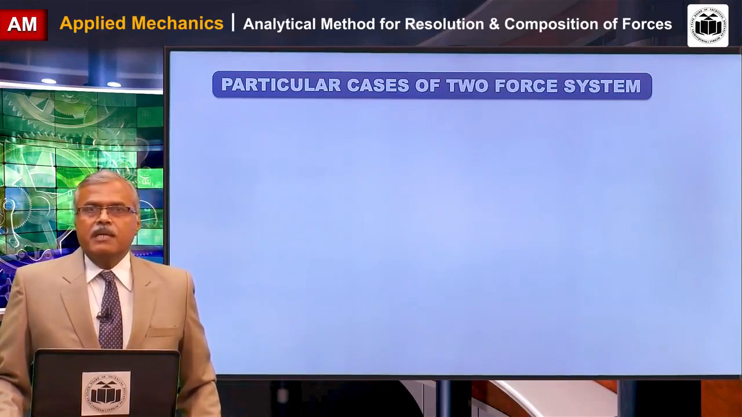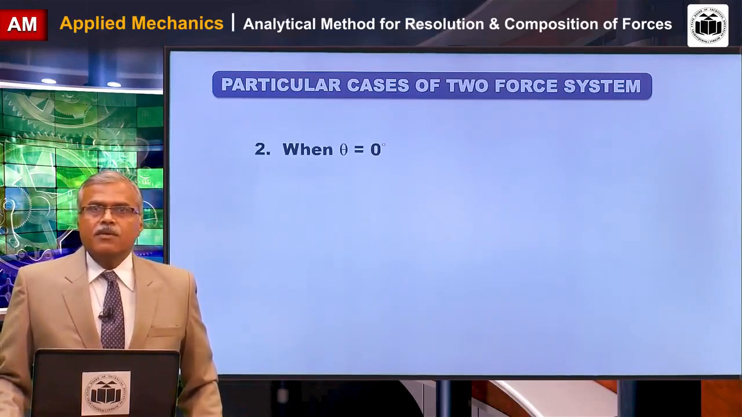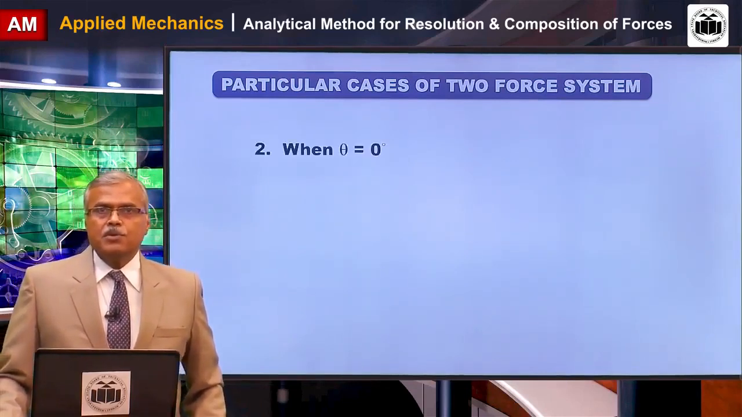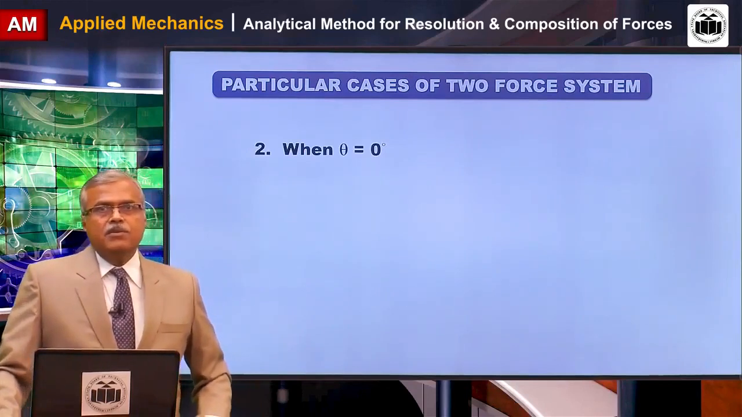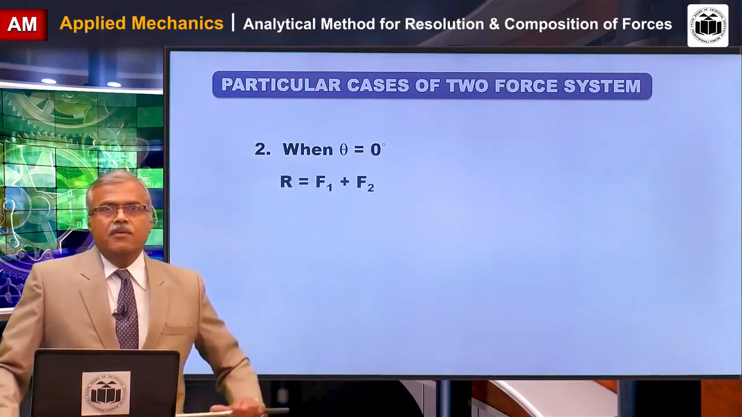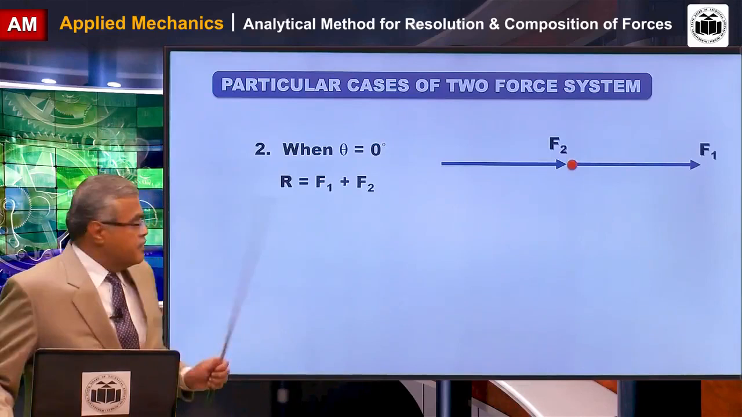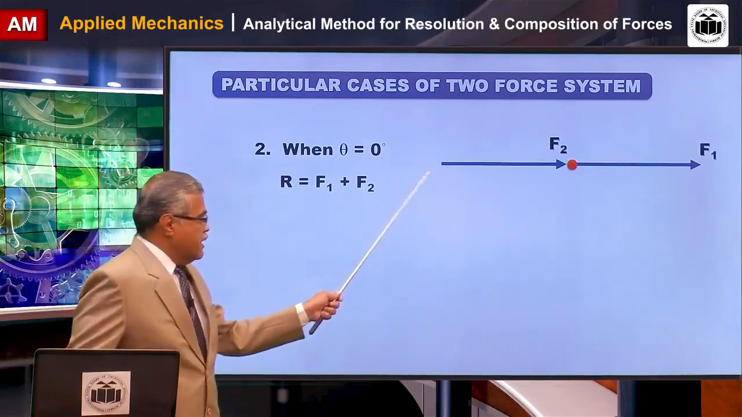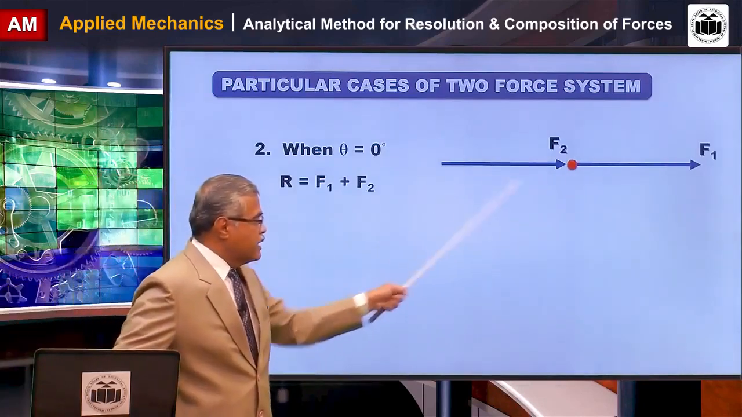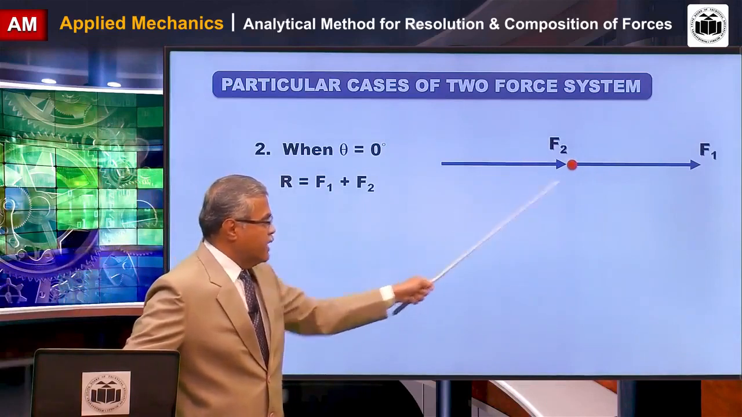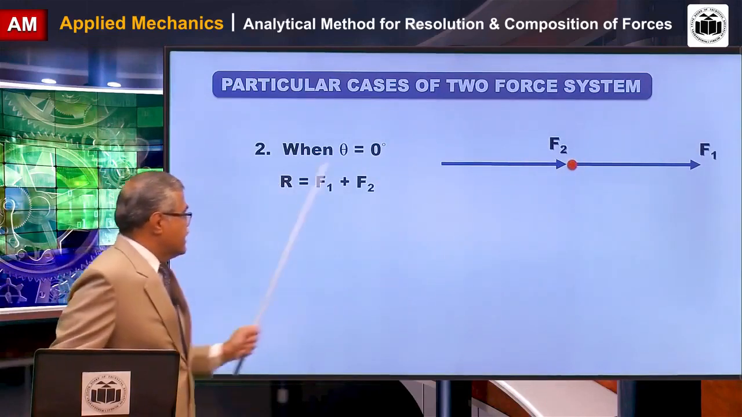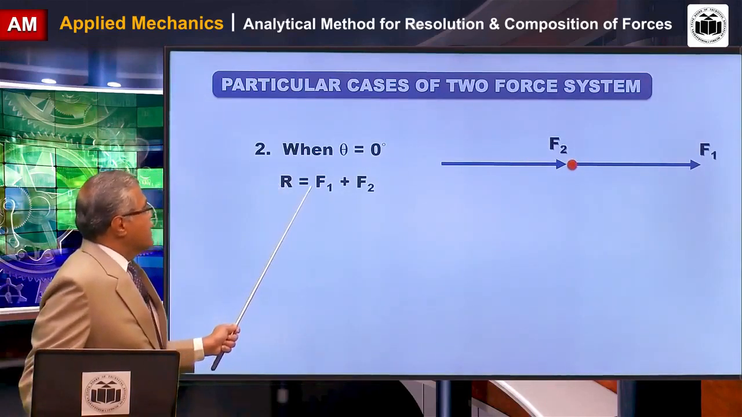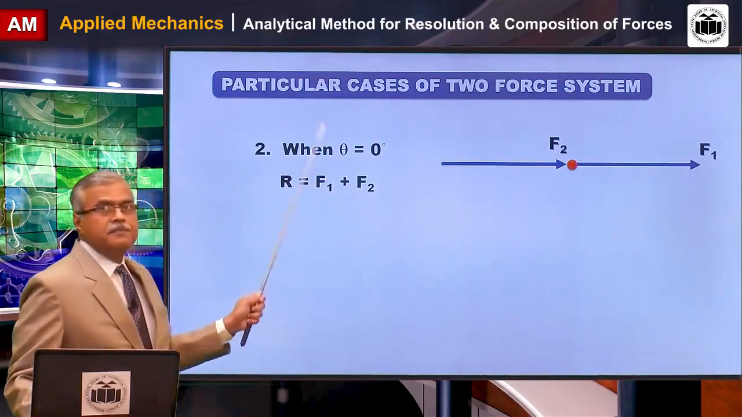Then the next particular case is when theta is equal to 0. In that case, we get the forces in the same direction. They are collinear with each other, F2 and F1. So simply the resultant of these two forces will be equal to F1 plus F2.